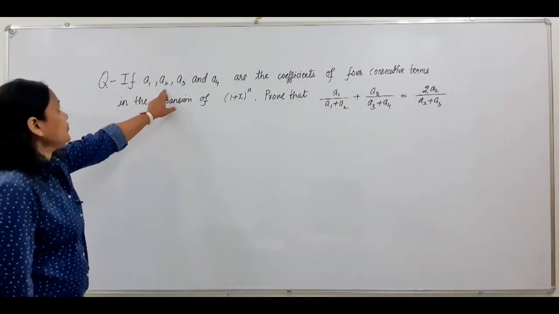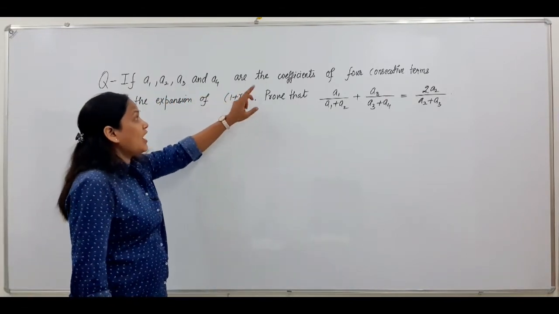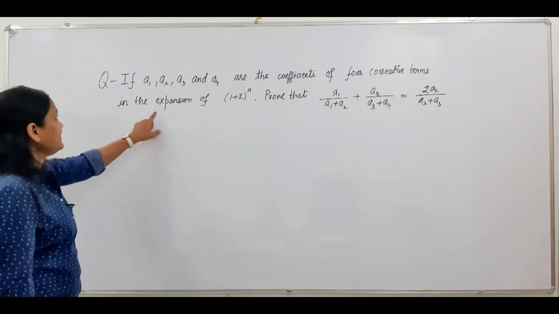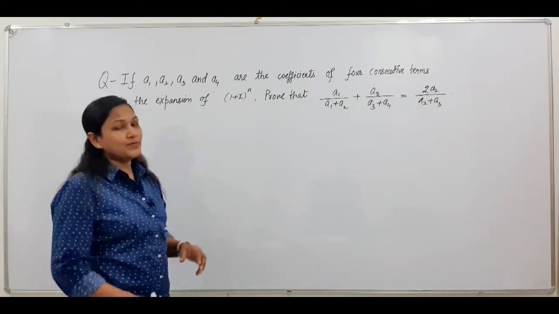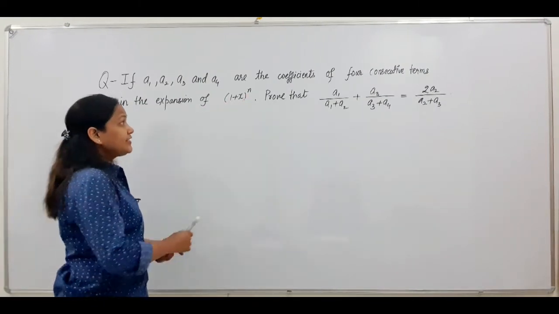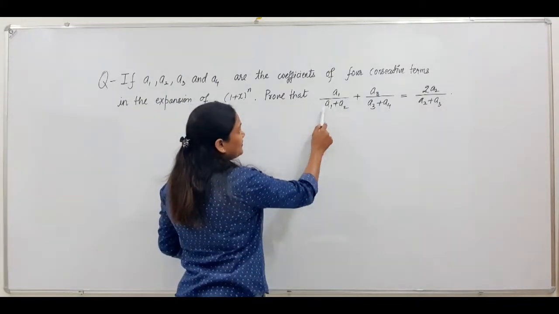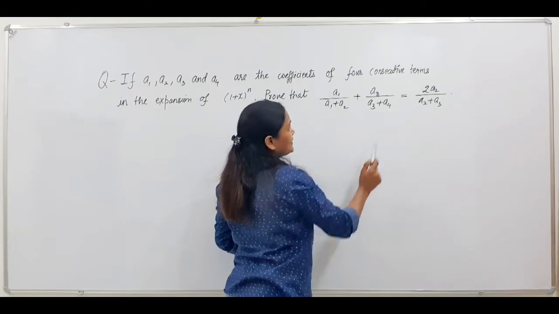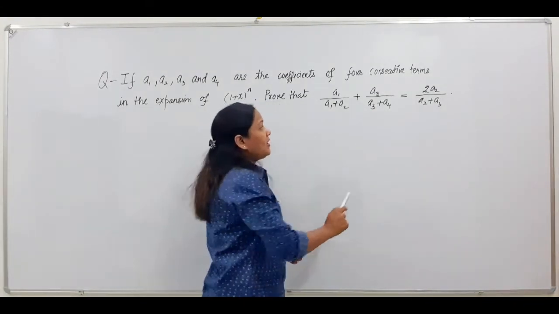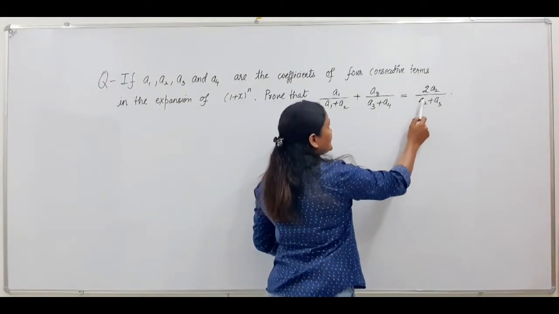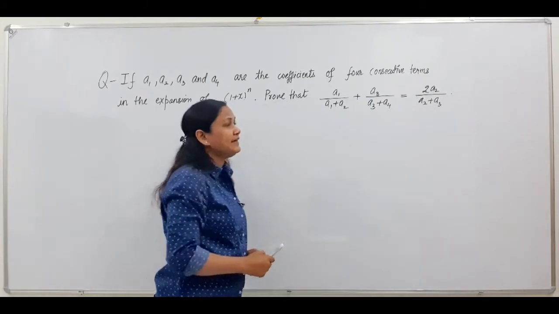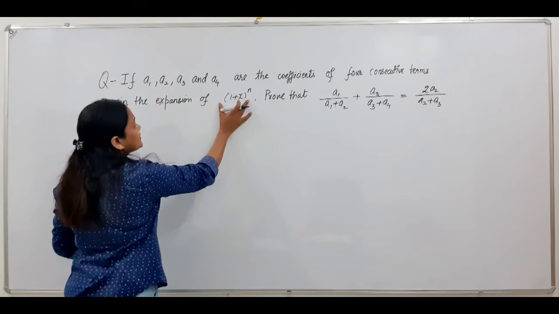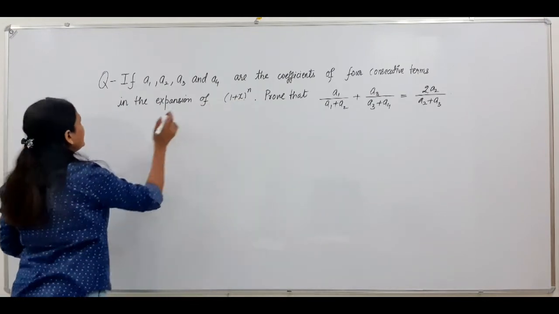If A1, A2, A3 and A4 are the coefficients of 4 consecutive terms in the expansion of (1 plus x) raised to power n, then you have to prove that A1 upon A1 plus A2 plus A3 upon A3 plus A4 is equals to 2 times A2 upon A2 plus A3. First of all, let us consider what is the expansion of this.